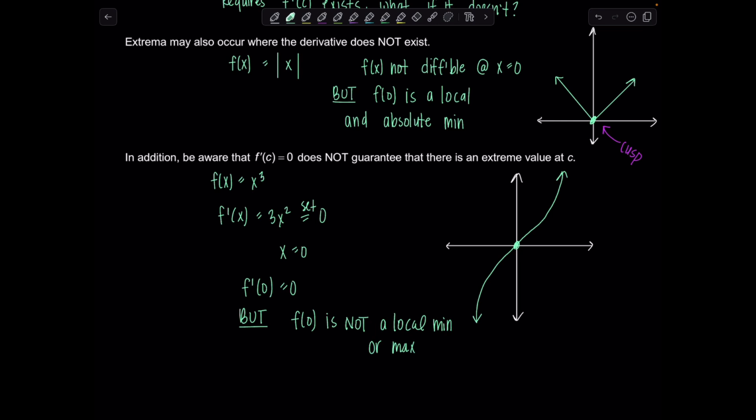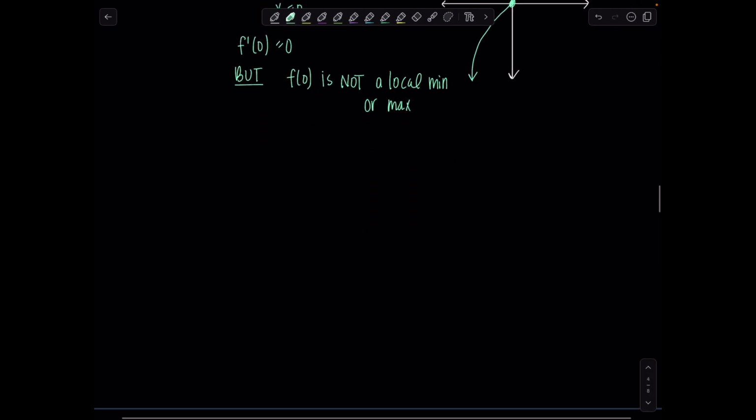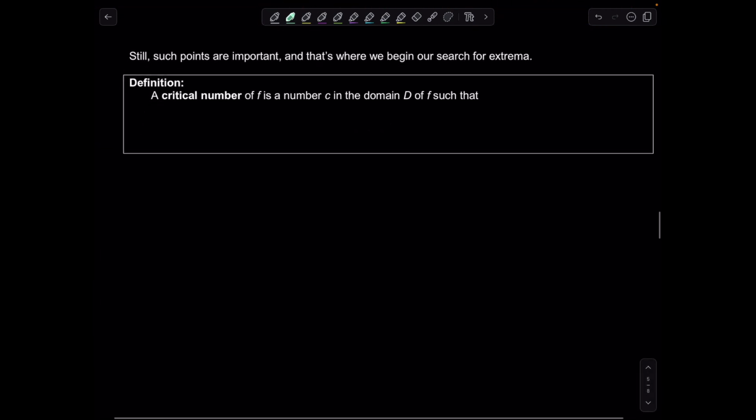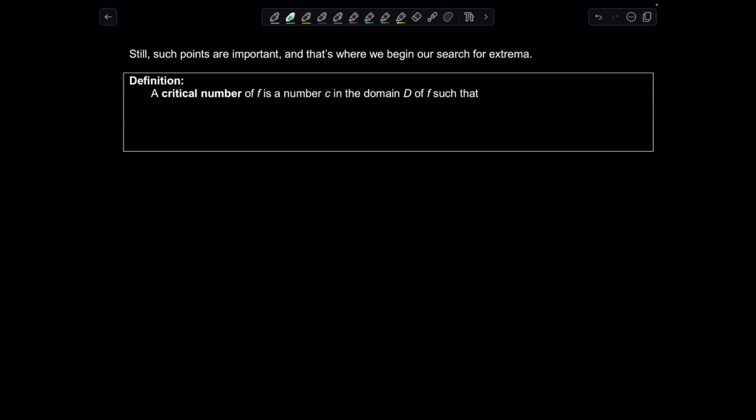We're just going to focus on absolute, okay? But it is important that you appreciate that where the derivative is 0 and where the derivative doesn't exist contain all of the possible places where we have local extrema, okay? And that's basically where we begin our search. Just think of it like you're on this hunt to find the extrema in this unit. So these points are all important.